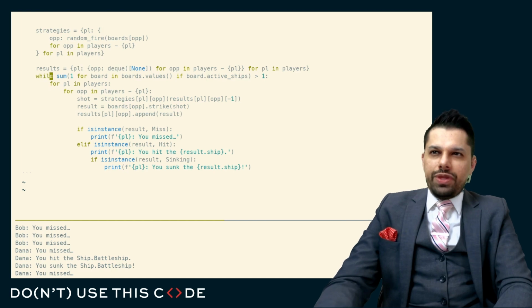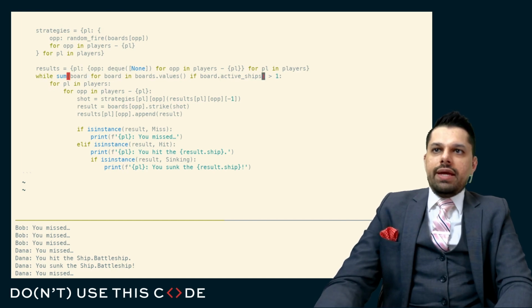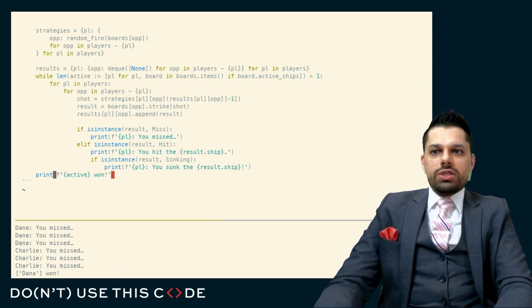And we could even do something like this. We could say active equals, like that. And here, we actually can get the items out of this thing. And I believe this gives us the player and the board. So we could get the player out of this thing, and then we know who the active players are. We're going to get the length out of this thing, and then whoever's left is whoever wins. So I think this should just be like that. Whoever's left won. So there you go.